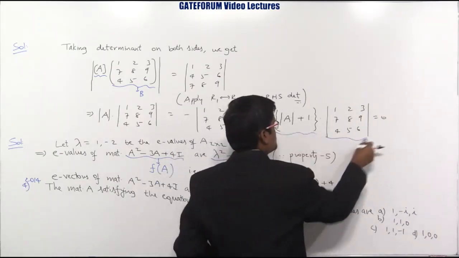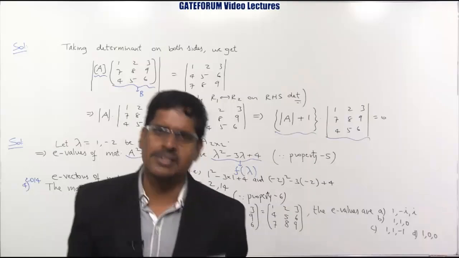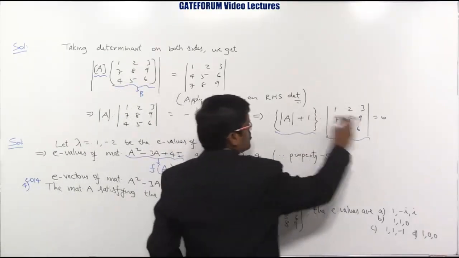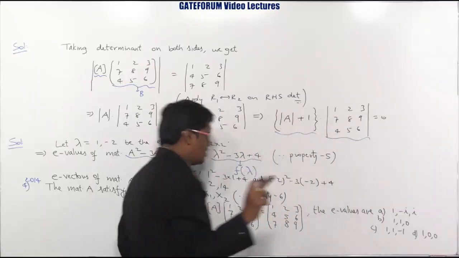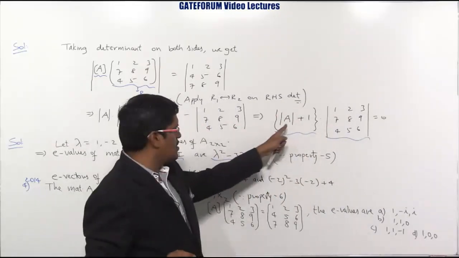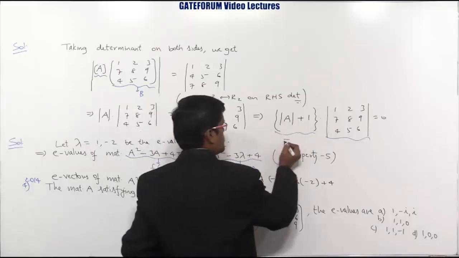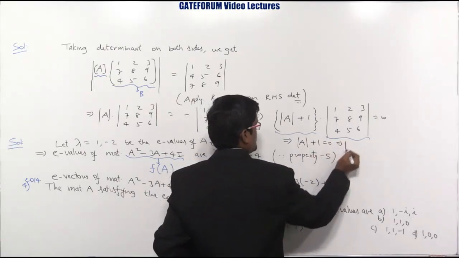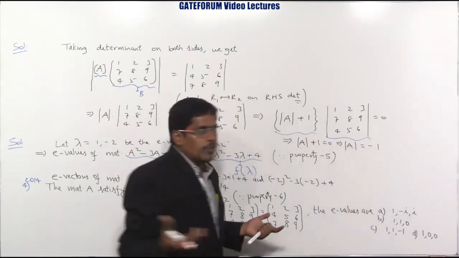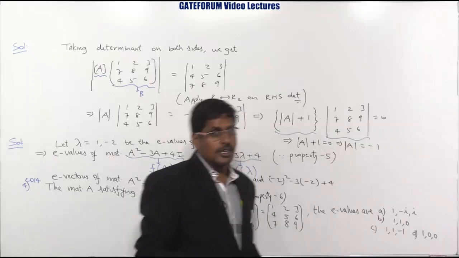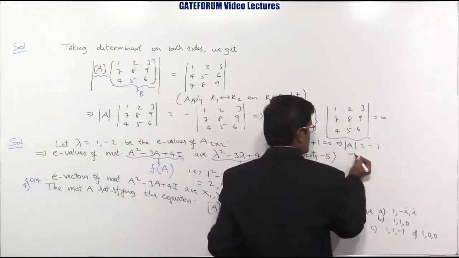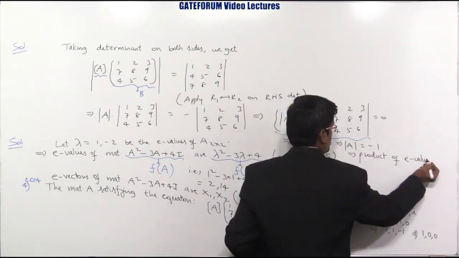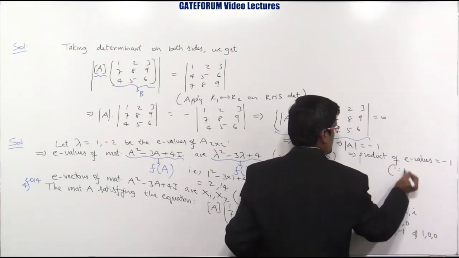This determinant is a number. The product of two numbers equal to 0 means either of these numbers is equal to 0. But we are not interested in this; it should be ignored because the question is asking about eigenvalues. So from this, determinant A plus 1 equal to 0, so determinant A is equal to minus 1. But we don't have the eigenvalues yet. We got finally determinant A is equal to minus 1, which implies the product of eigenvalues is equal to minus 1, by property 1.